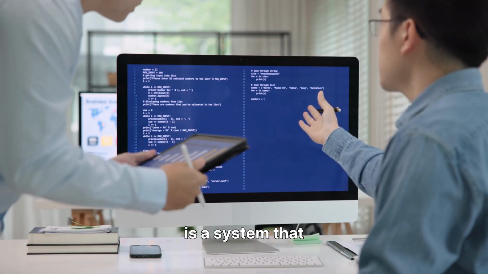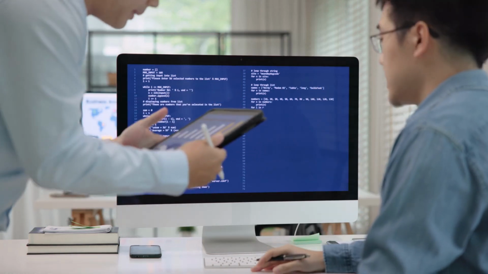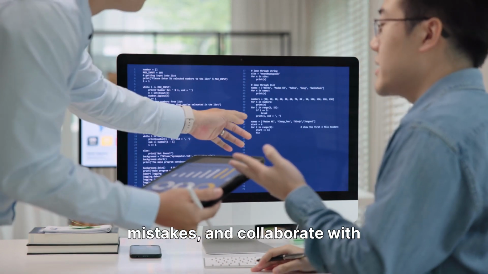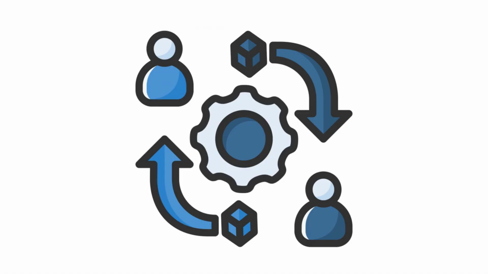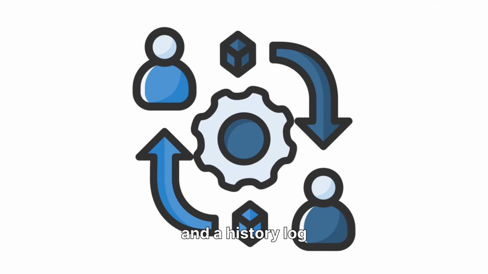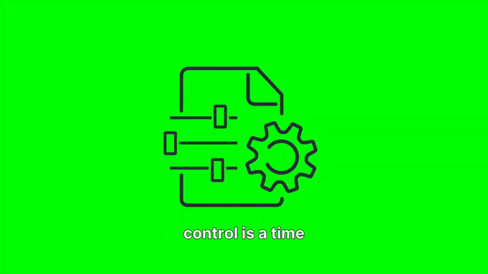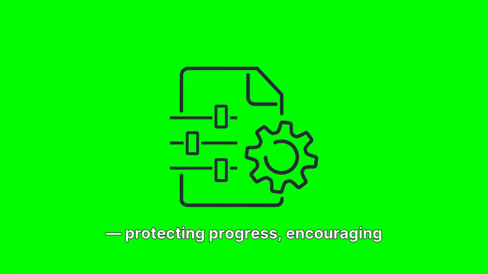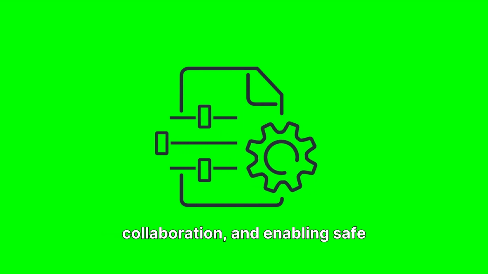Final summary. Version control is a system that records changes to files over time, allowing you to save progress, undo mistakes, and collaborate with others effectively. It provides branching for experimentation, merging for teamwork, and a history log for accountability. In simple terms, version control is a time machine for your work, protecting progress, encouraging collaboration, and enabling safe experimentation.